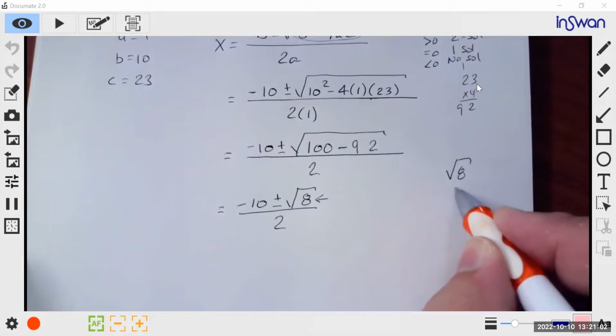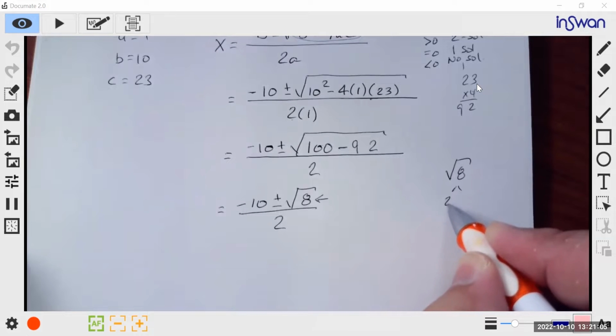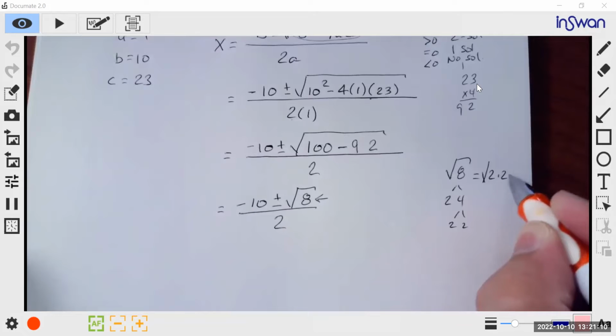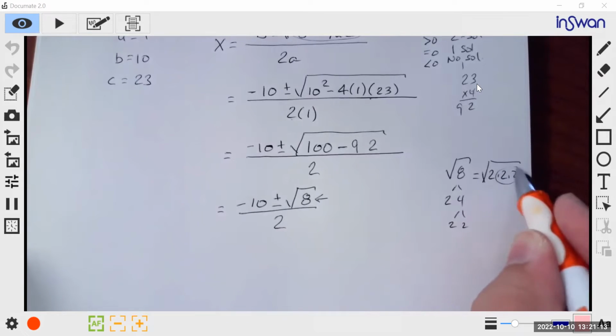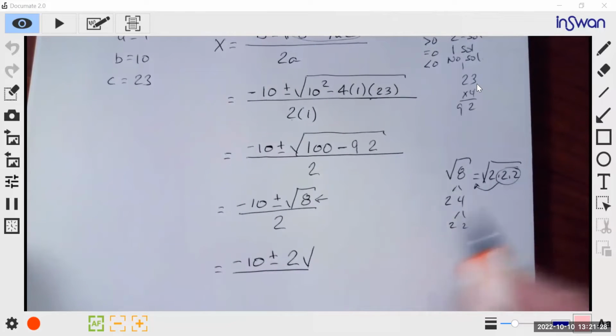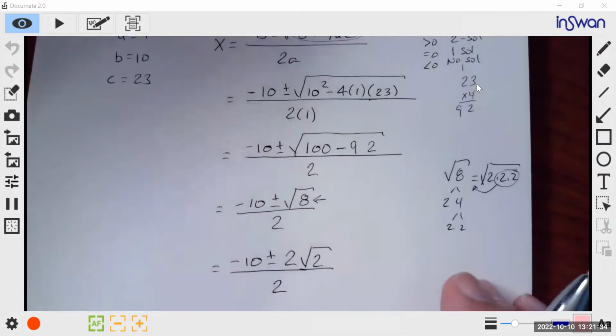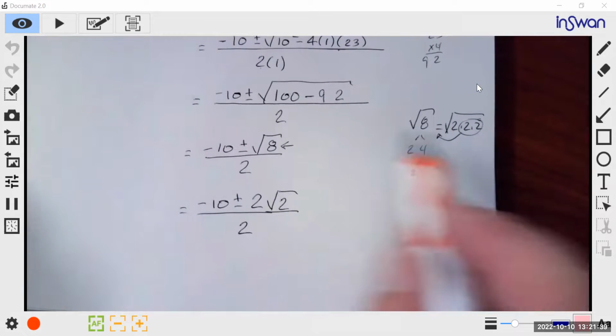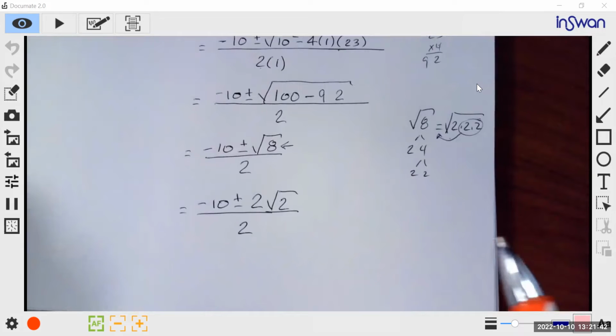What is 8 made up of? 2 times 4, 2 times 2. So 8 is 2 times 2 times 2. Once you have 2 of a kind, you can pull it out in front. So we have -10 plus or minus 2, and inside the radical we have a 2. Because when you have a square root, once you have 2 of a kind, that comes out. Square root of 4 is what? 2, so it comes out. Anything else stays inside.